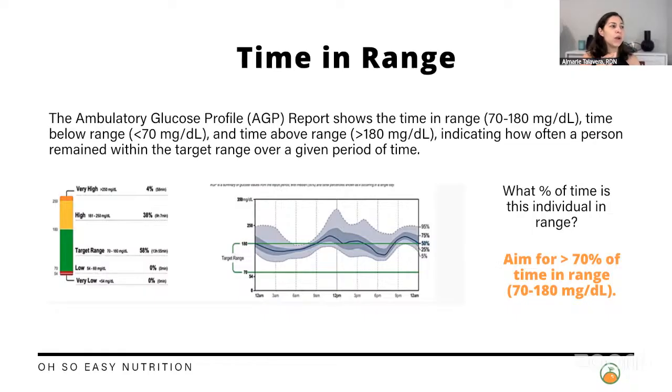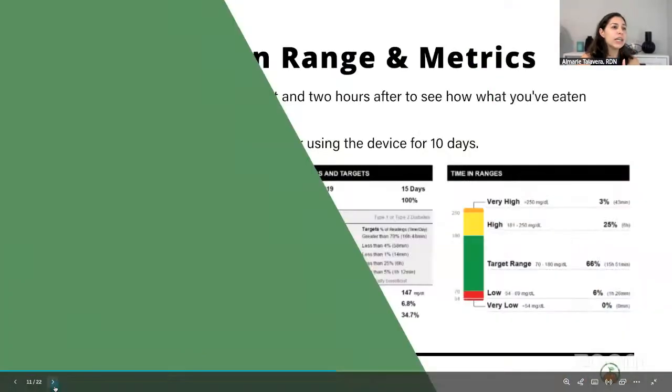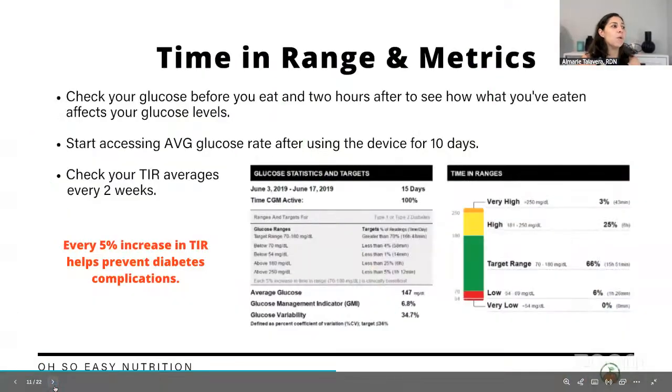So make sure we are reviewing these reports, but don't get too excited, because you're going to need to collect a lot of data. We want to leave the continuous glucose monitor collecting data for at least 10 days.